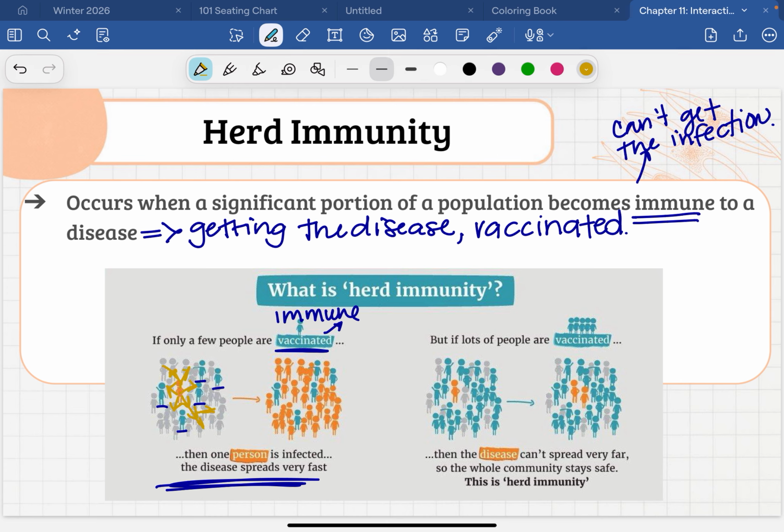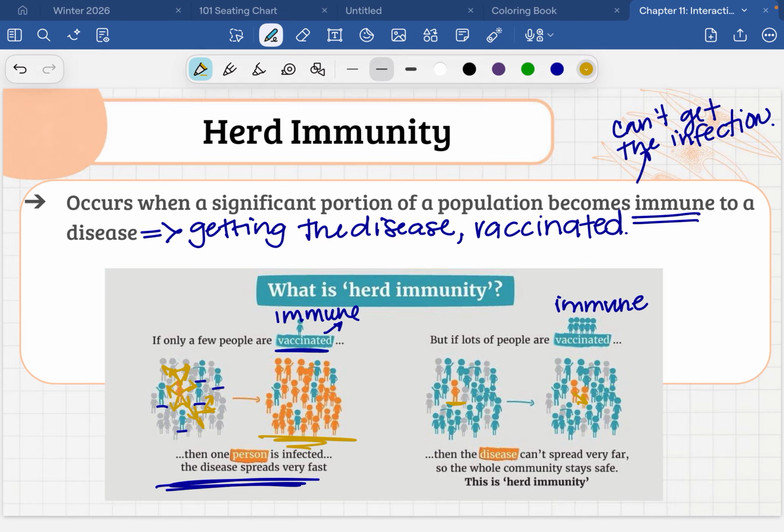Okay, so all the people that are gray can get this infection. And what will eventually happen is that infection will spread very, very fast because a high percentage of the population is capable of getting sick. But if lots of people are immune, vaccinated, or immune, if one person gets sick, this person right here, it may spread to one or two people, but most of the people surrounding them are immune and they can't get it.